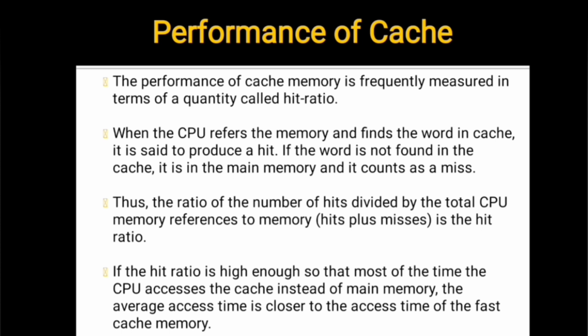Naturally, if the hit ratio is high enough, it means that most of the time the CPU is accessing the cache memory instead of the main memory. Hence, the average access time is quite close to the access time of the fast cache memory. So definitely, in order to improve the performance or efficiency of your computer system, we would want the processor to access cache memory more frequently as compared to the main memory. So if the hit ratio is high enough, it means that most of the time the CPU is accessing the cache memory.